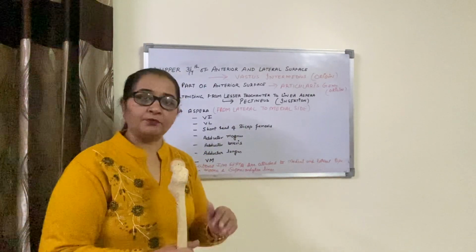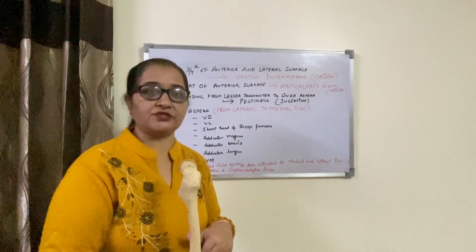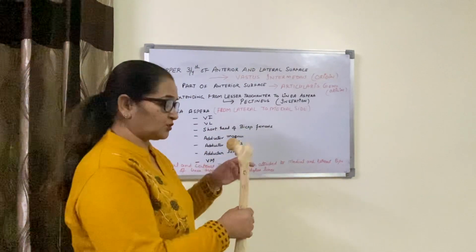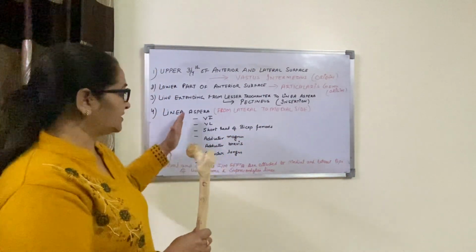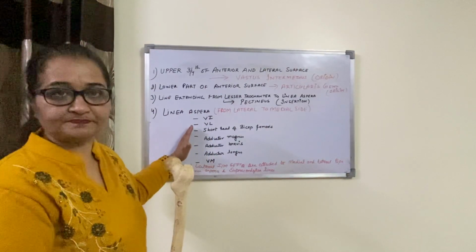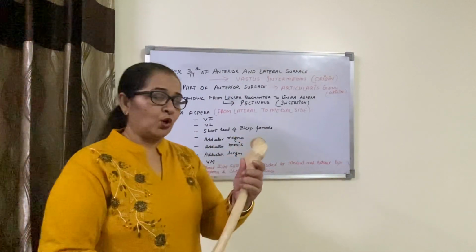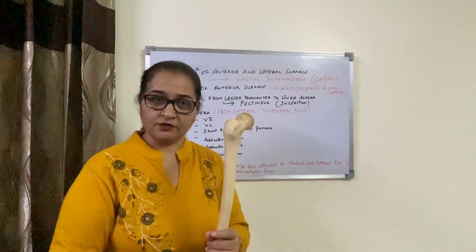That is the anterior compartment, medial compartment and posterior compartment. So these intermuscular septa are attached to the linea aspera other than the muscular attachments. So this is all about the attachments of the femur bone.